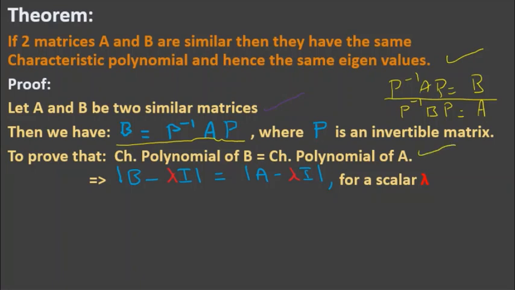Now, what is the characteristic polynomial? The characteristic polynomial of B is det(B - λI), and the characteristic polynomial of A is det(A - λI). So, according to this, we must have det(B - λI) equal to det(A - λI) for a scalar λ.